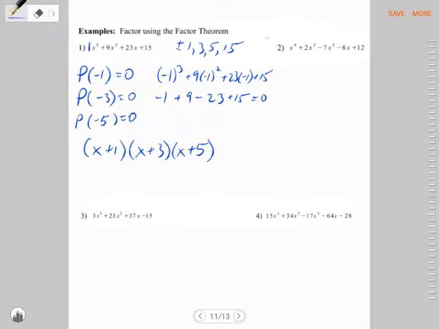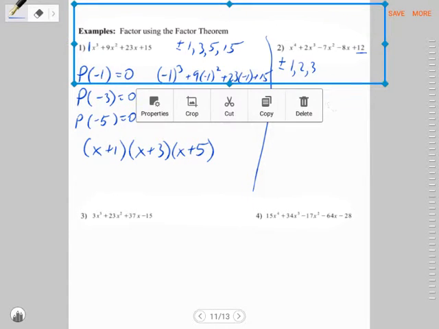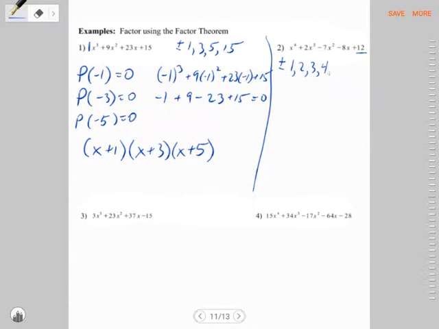So if we look at number 2, and man, I did not leave myself a lot of space here, but that's the way this thing goes. So the possibles here are plus and minus all the factors of 12. So we've got 1, 2, 3, 4, 6, and 12. Those are the possibilities. So we start typing those numbers into our calculator, looking for the zeros. We can also graph these, and we can also use the store feature on our calculator. All of those things do work.